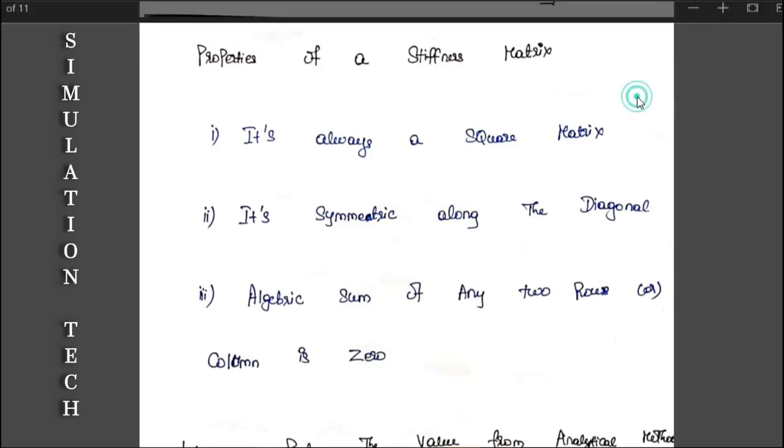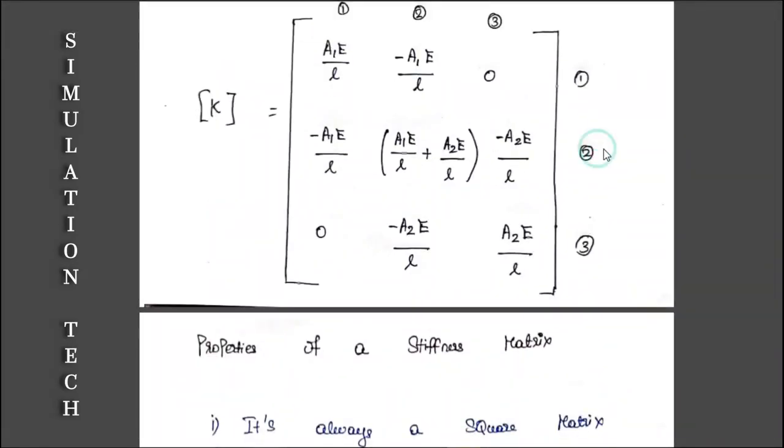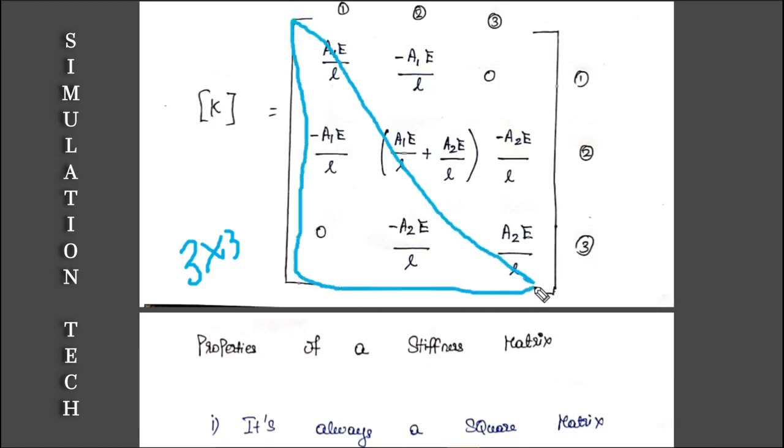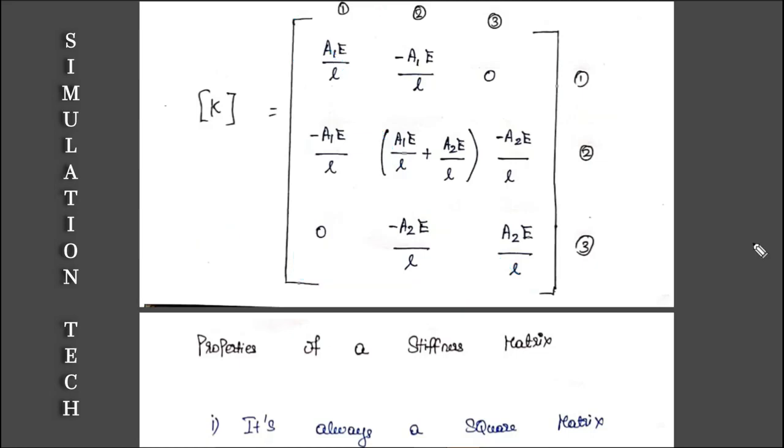Let us check whether it is true or not. As I said, it's a square matrix of the order of 3 into 3, and it is symmetric along the diagonal. See, these values are similar to these values. So it's symmetrical along the diagonal. If we add two rows, 1 plus 2, or columns, 1 plus 2, that entire row and column should be 0, right? So that is the actual property of the stiffness matrix.